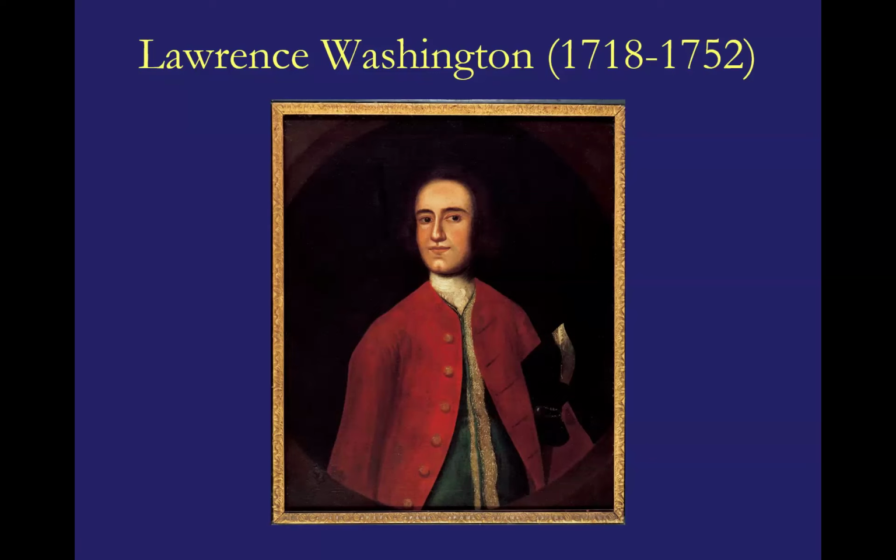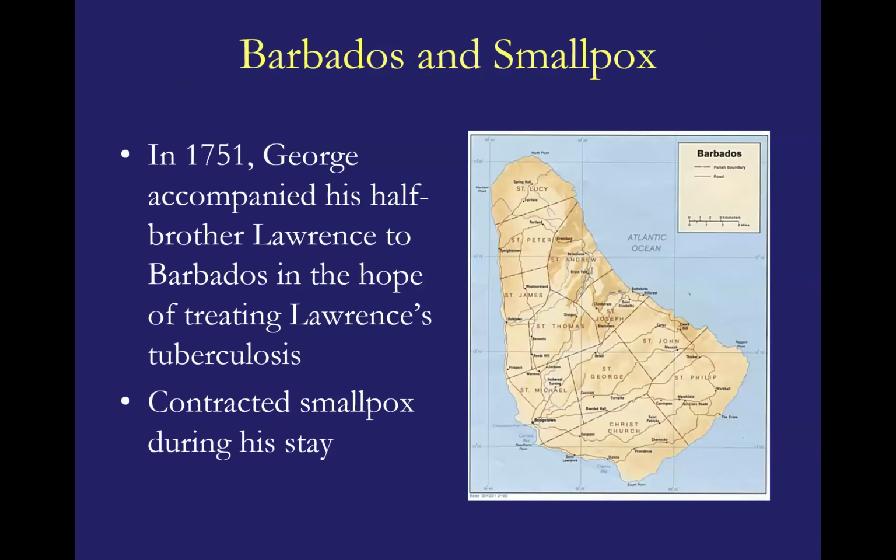And he did a lot of different things trying to overcome his consumption. He had taken a variety of different medications. He had traveled up to Philadelphia trying to get doctors there, which was considered the top-notch hospitals of the day, trying to get him cured, but he could never get himself cured. So in 1751, he went to Barbados and he brought his younger half-brother George along with him. And the idea was that you would go to be near the ocean and it would help with overall respiratory disease treatment.